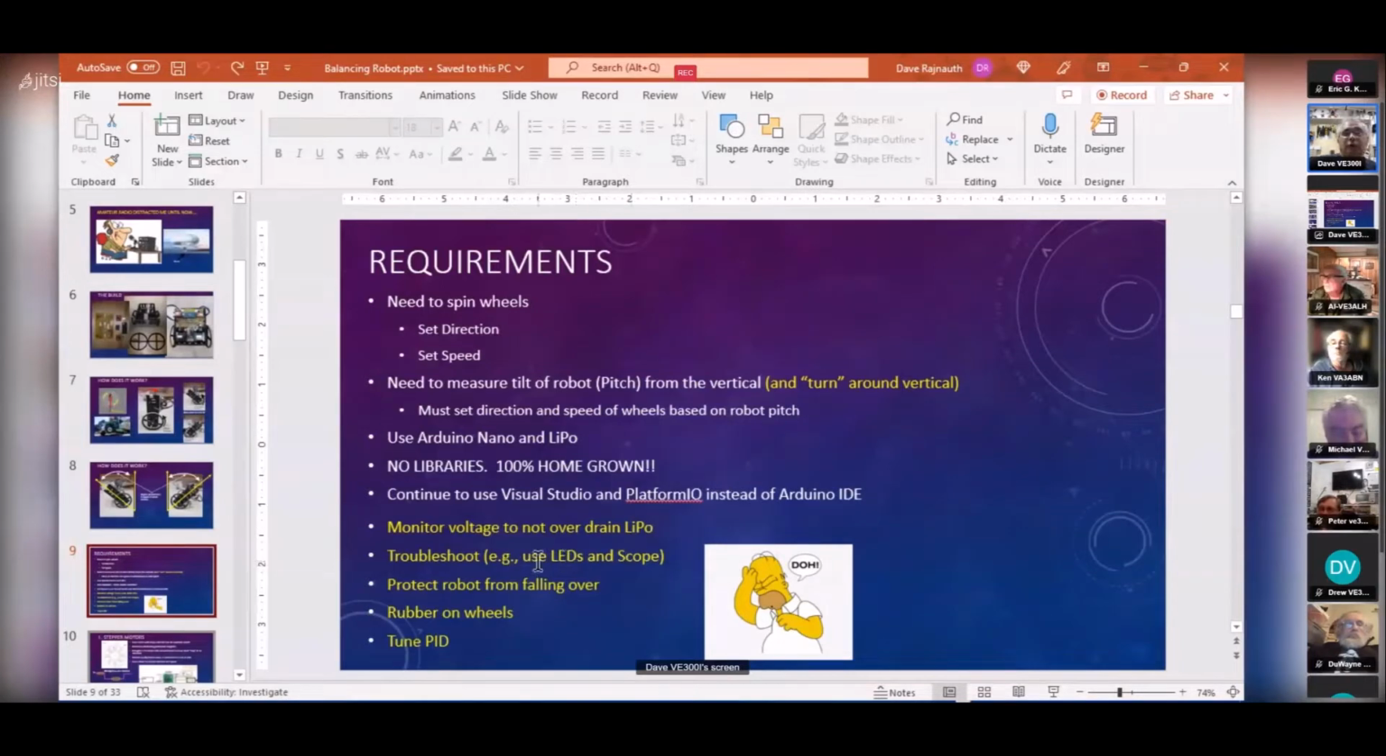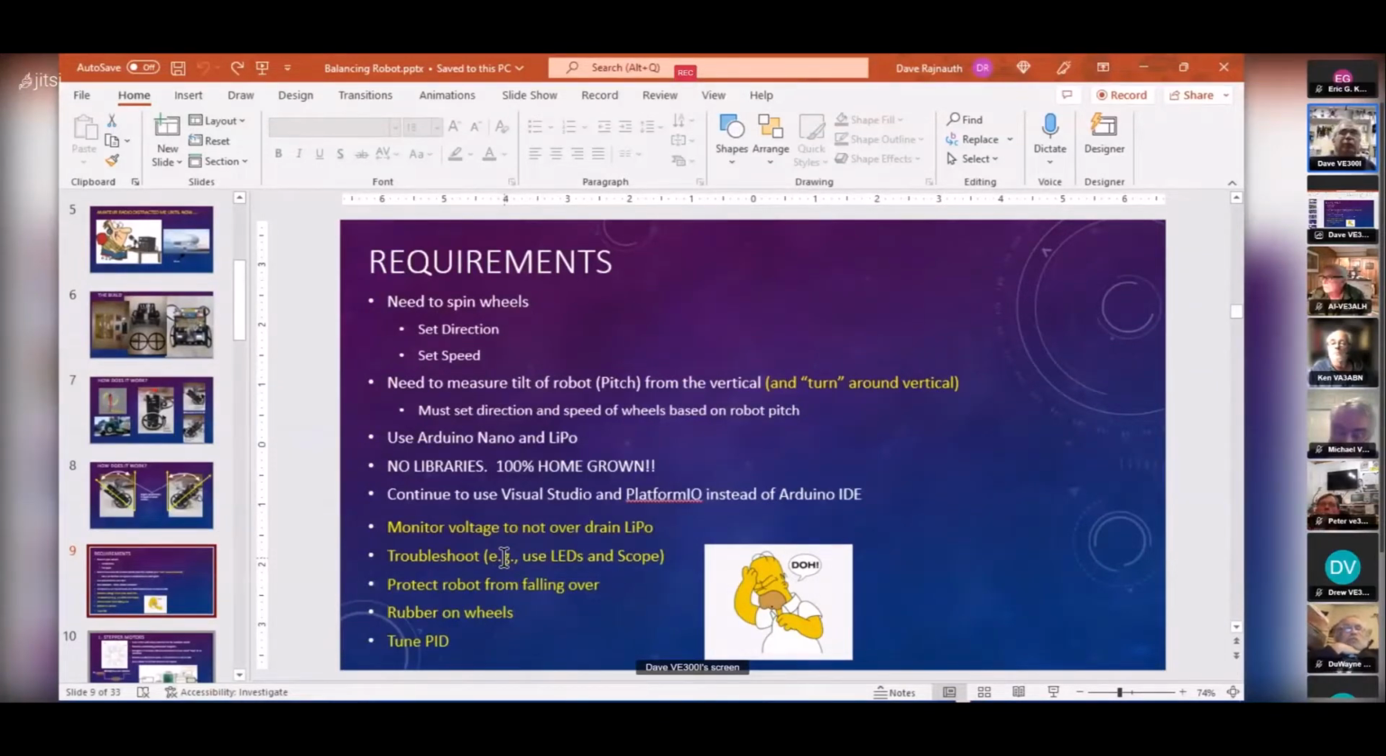Troubleshooting was a huge problem with this, because it is very timing critical. You can't use Serial.print to print out numbers, because it wouldn't work. So I had to flash LEDs and use the scope to trigger pins, and that's how I would troubleshoot. That was a huge hurdle.